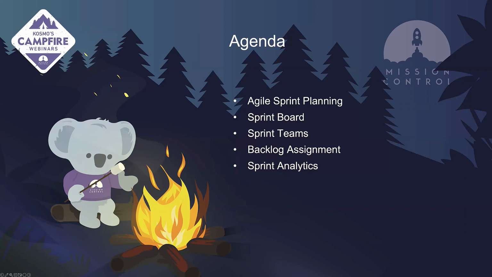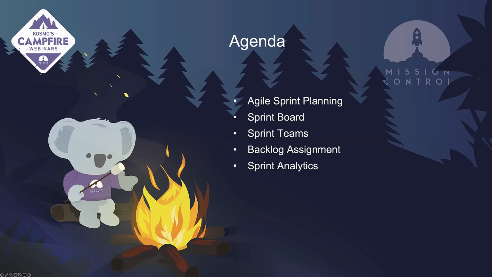So we'll be covering off how you can conduct your Agile sprint planning. The sprint board, that's the main component that you use when you plan out your sprints. We'll also discuss what sprint teams are, how you can set them up, and how they can be used. We'll also cover off how you can move items from your backlog onto different sprints that you have. And then as you go through the sprint, as you work through it, we'll see how the different analytics will display some helpful information there. Yep, so those are the different areas we'll cover off.